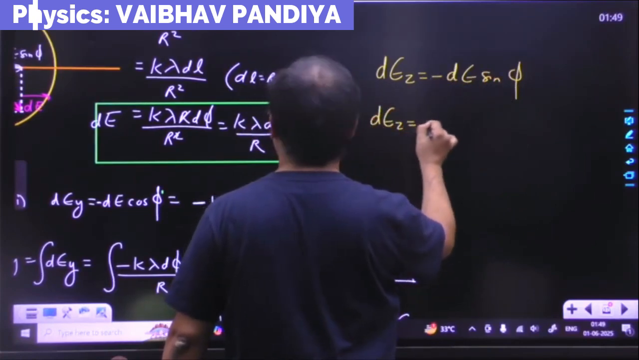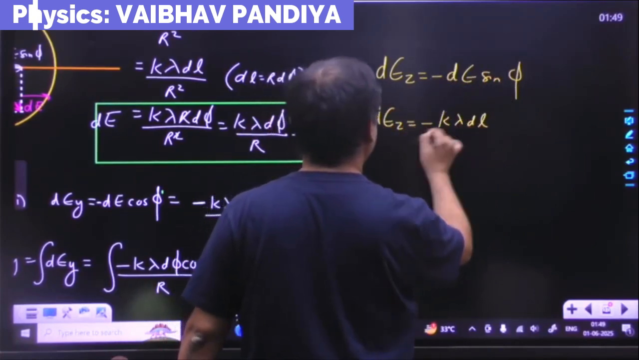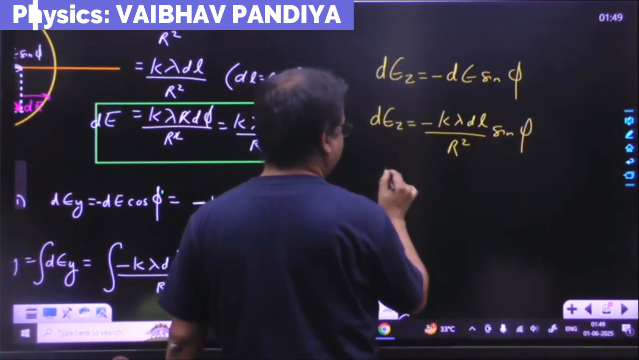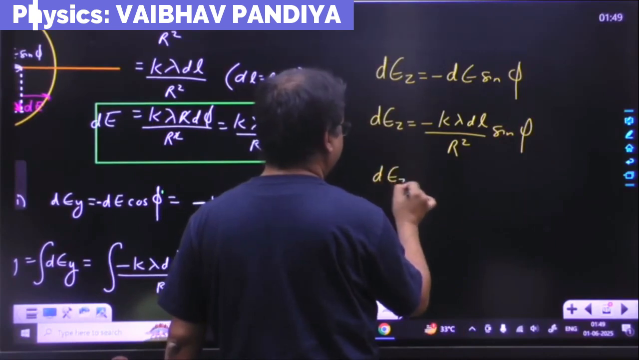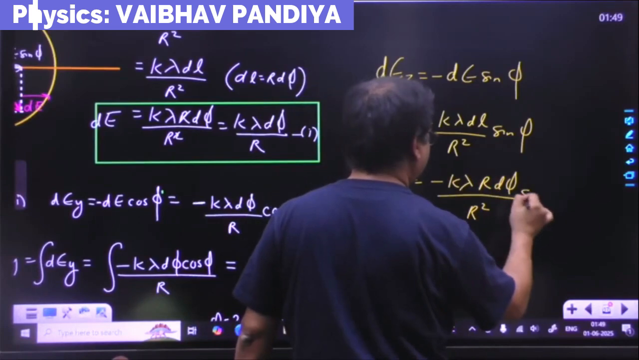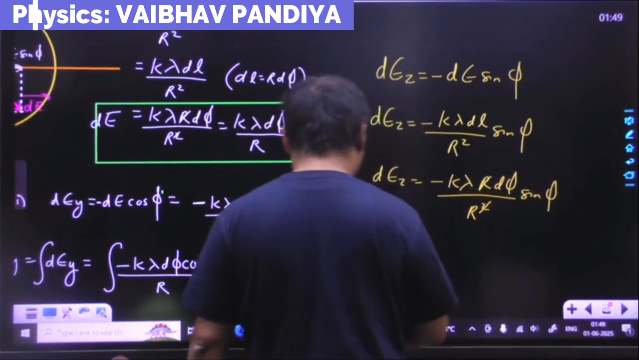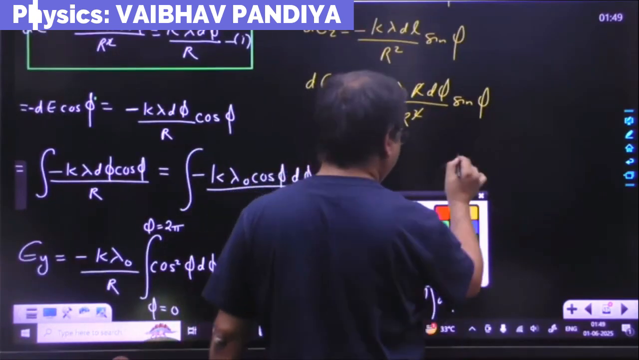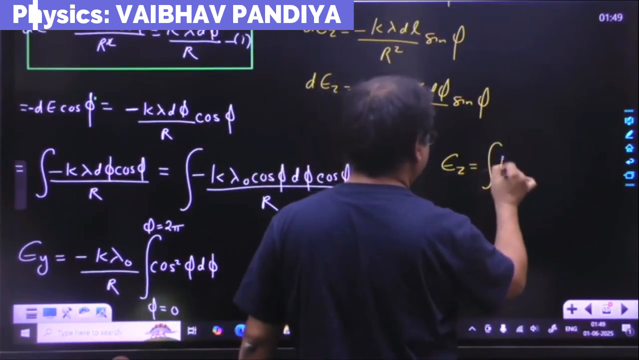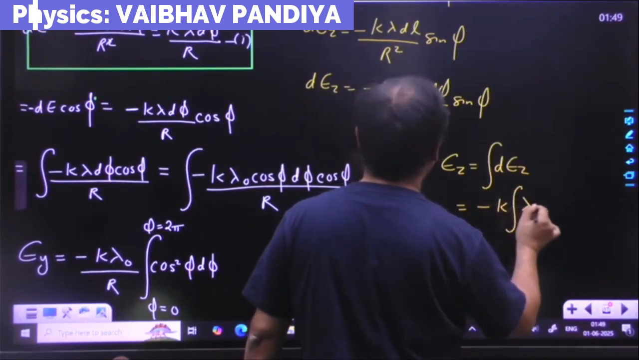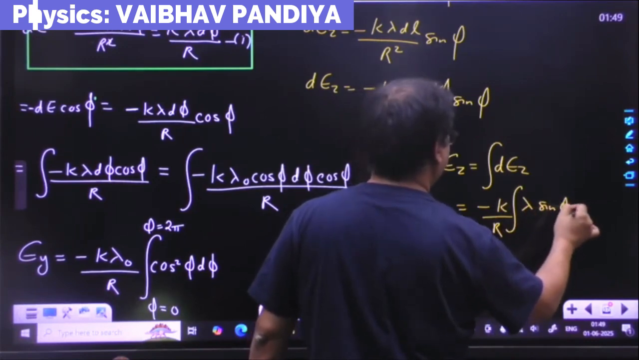So dEz will come to be minus k lambda dl by r square sine phi. And of course dl will be r d phi. So dEz will be minus k lambda r d phi by r square sine phi. One r will get cancelled away. Okay. Now if you need to find the total electric field on the z-axis, so the total field on the z-axis will be the integral of dEz. So minus k will be taken outside, lambda will not come out, r will come out, and what is left is sine phi d phi.